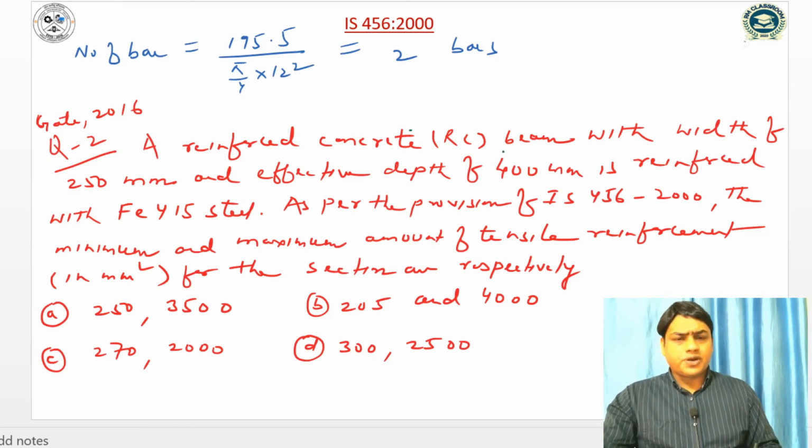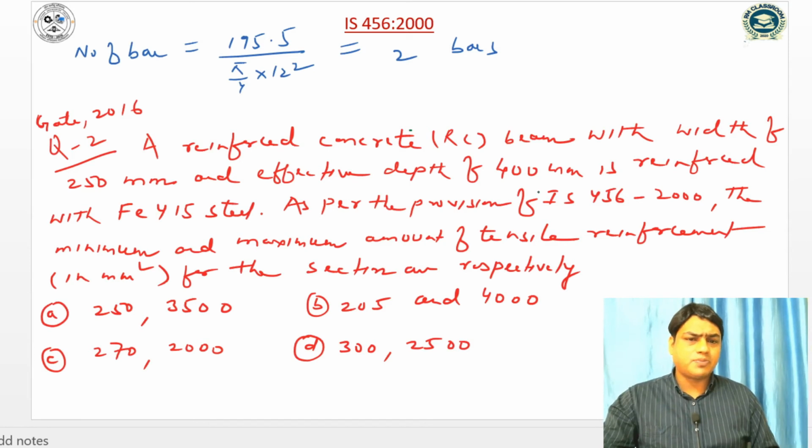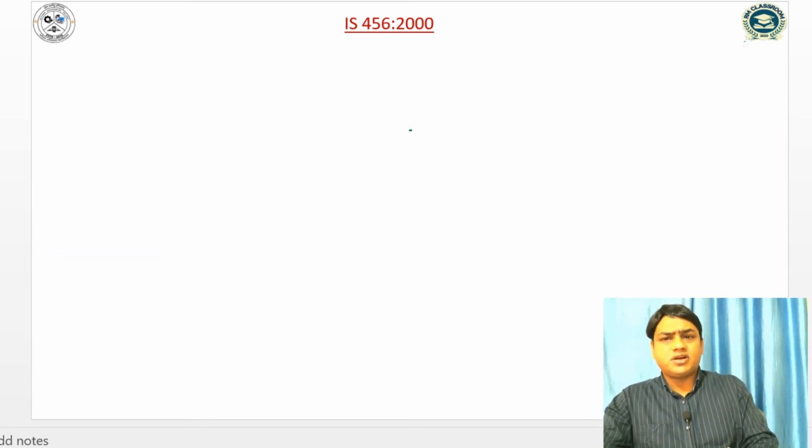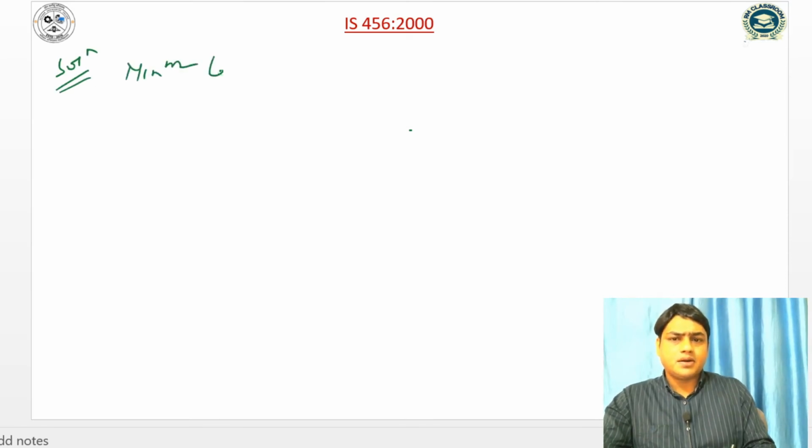A reinforced concrete RC beam. This question was asked in GATE 2016. A reinforced concrete RC beam with width of 250 mm and effective depth of 400 mm is reinforced with Fe415 steel. As per the provisions of IS 456-2000, what are the minimum and maximum amounts of tensile reinforcement of the section respectively? So once again we have to find the minimum tension reinforcement and the maximum tension reinforcement.